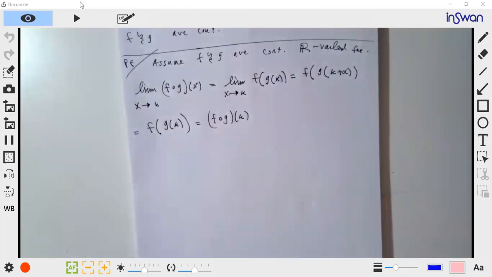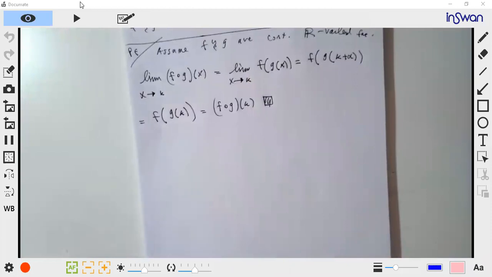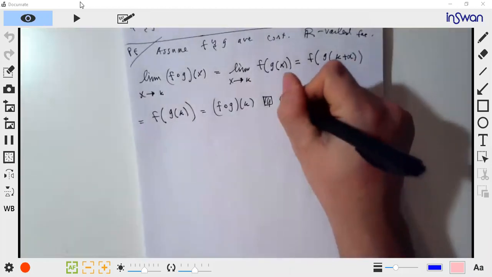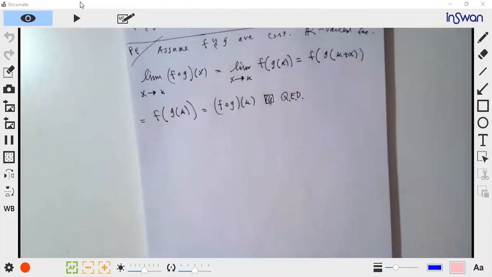Notice that we have proved that f composed with g of x is a continuous function, because the limit as x approaches k of f composed with g of x is equal to f composed with g of x evaluated at k. So we're done. Therefore, I put a box, and we could write a QED for quod erat demonstratum.